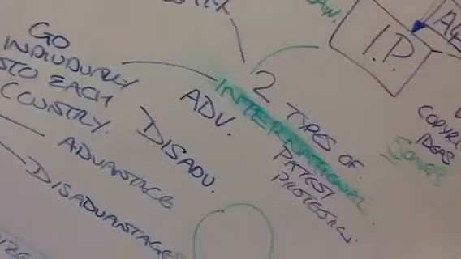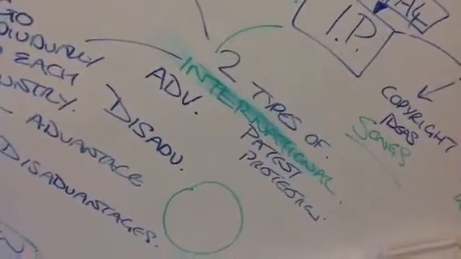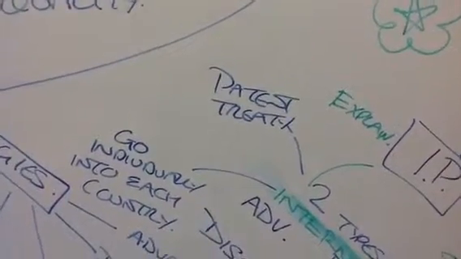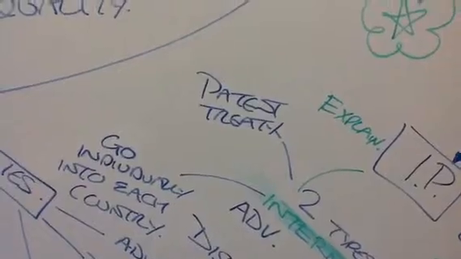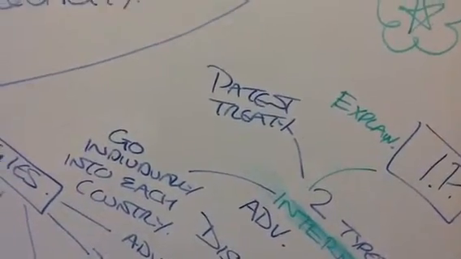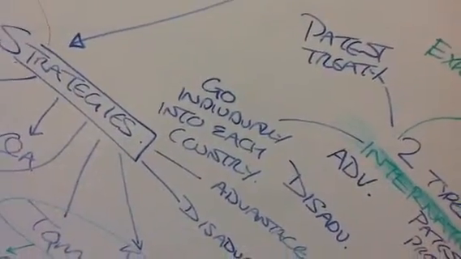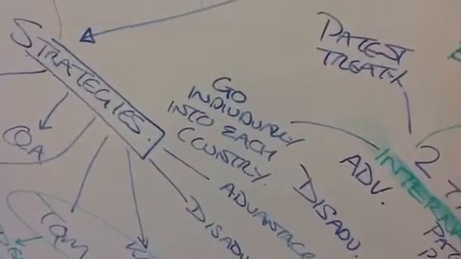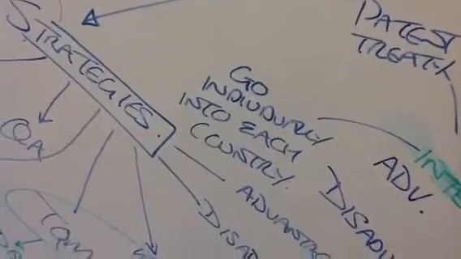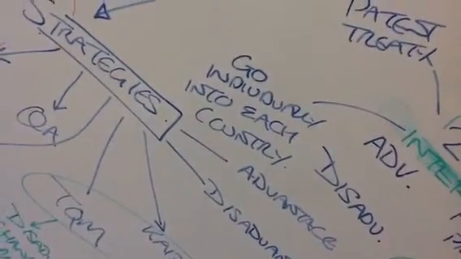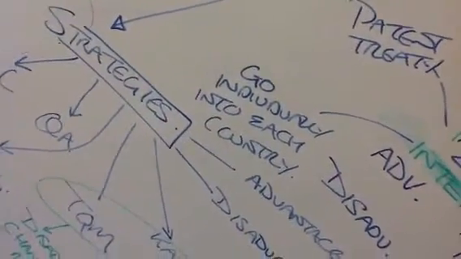You should know the 2 types of international patent protection. One is patent treaties, where you join in with another group of countries, and all those countries say they'll share the same patents. Or you have to go individually into each country, and that is incredibly expensive because you have to go through different legal systems in each country, and that's a major disadvantage of that.